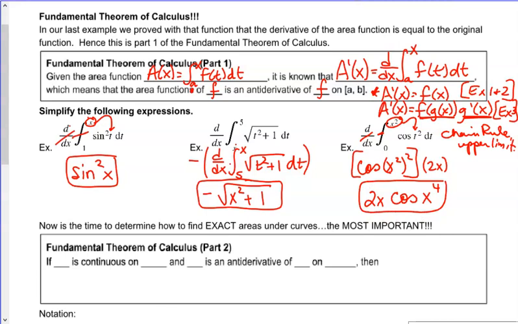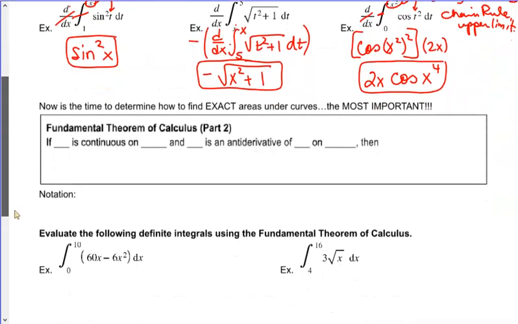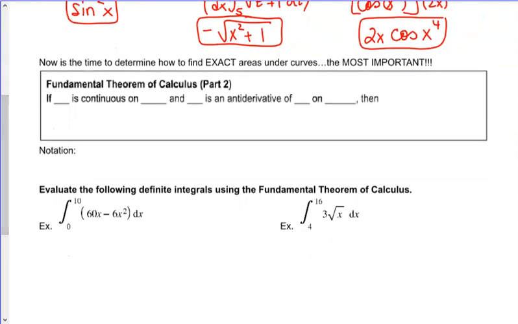Again, the foundation here is making sure you realize that taking the derivative of an integral is an inverse, and it just kind of cancels itself out, okay?